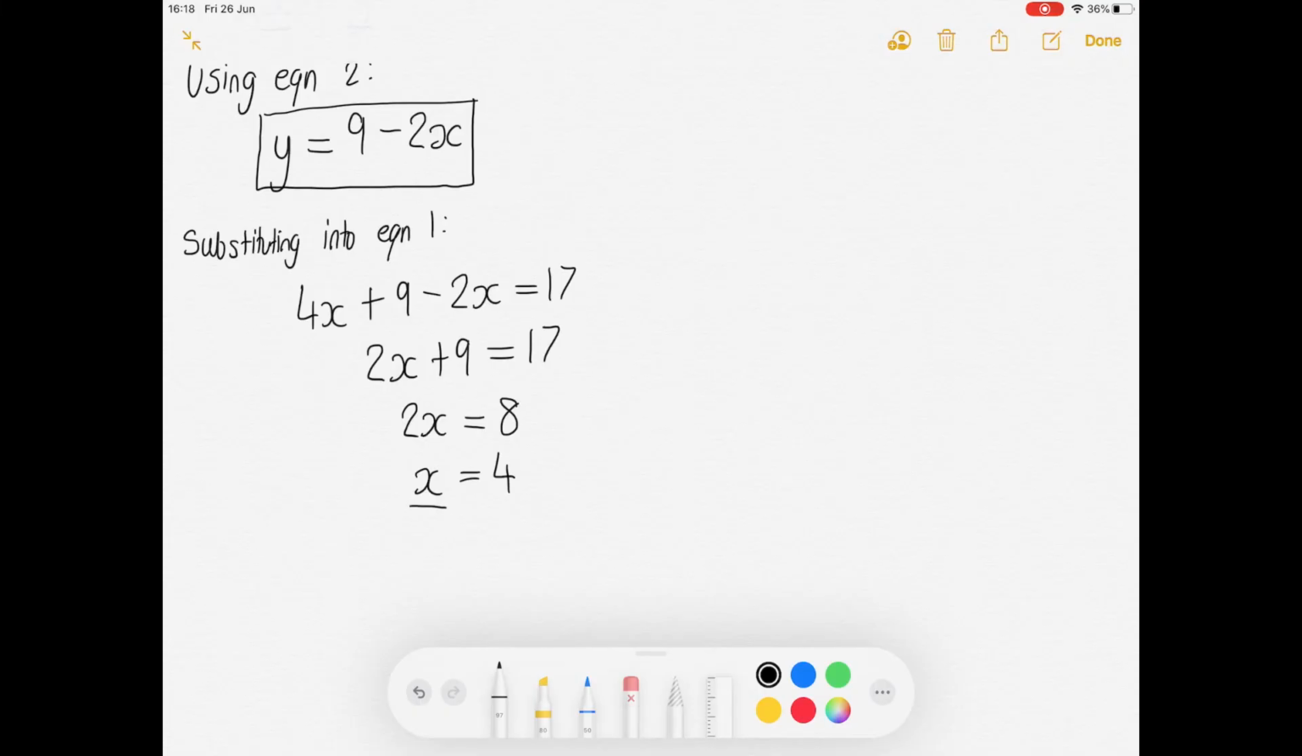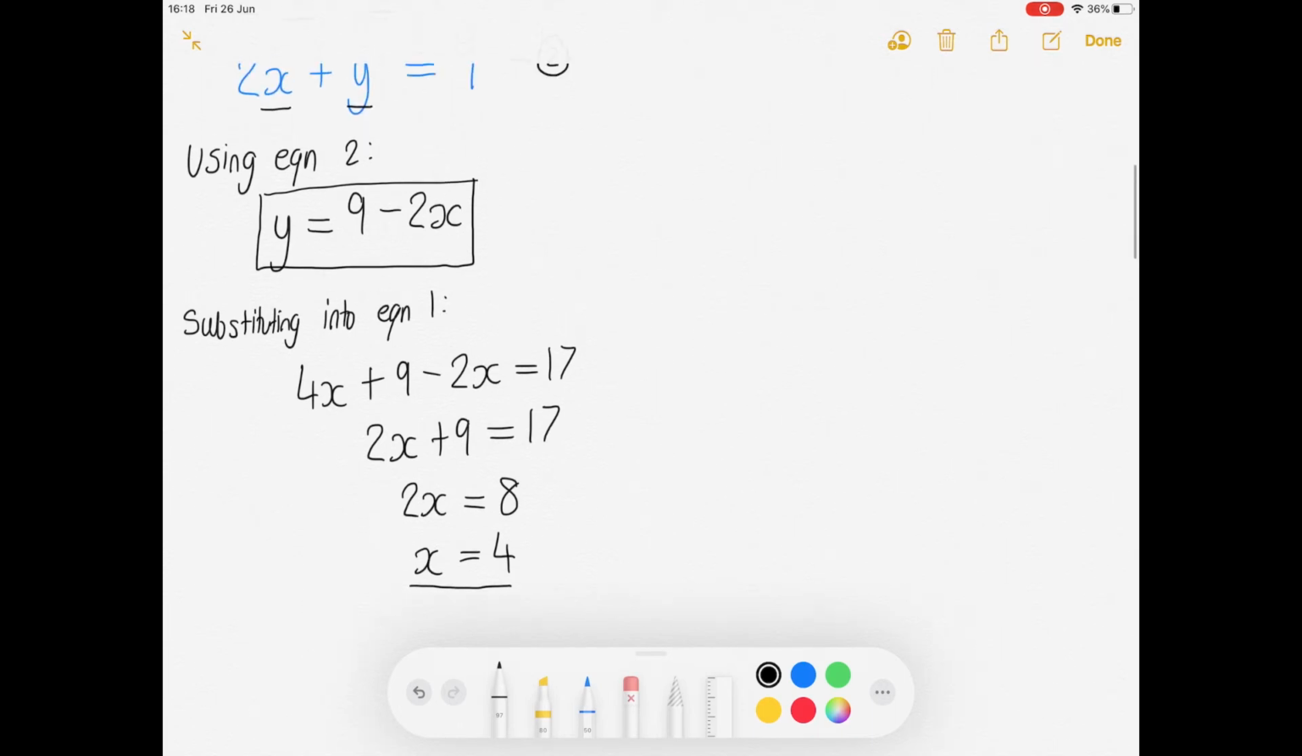Okay, so we've solved for x, but the problem is we don't know what y is. But if you look back at our little magic formula, we actually do. We know that y equals 9 minus 2x. So y is 9 minus 2 times 4. Remember this bracket notation here actually means 2 times 4. So y equals 9 minus 8, so y equals 1. We've actually solved this equation.